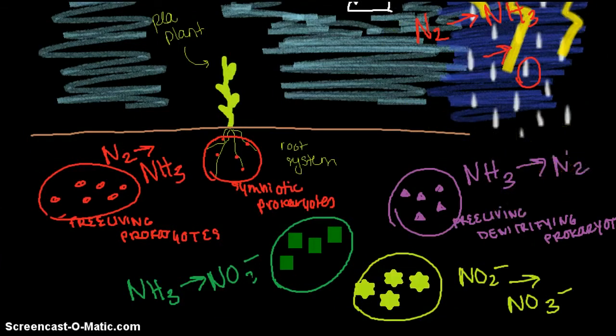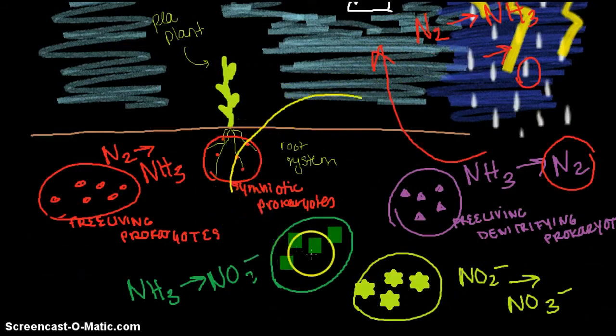There we go. Now, once this is converted back into its biologically unavailable form, it's going to diffuse back into the atmosphere. I'm just going to draw that in yellow. The cycle continues with all these conversions of the nitrogen.